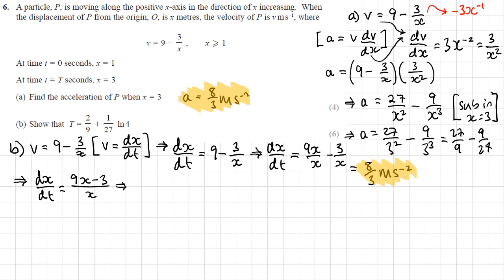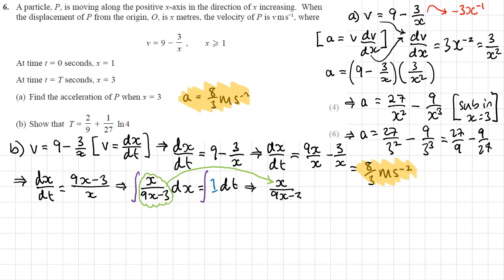Now I can separate out the variables now that I've got a single term, and that will give me x over 9x minus 3 dx is equal to dt. Now that dt is like 1 dt, and I can put an integration sign in front of both sides to integrate it. Now to integrate this is partial fractions here. Basically I want to write x over 9x minus 3. Since the numerator is of the same degree as the denominator, that's an improper fraction, so I want to write it in the form a plus b over 9x minus 3. So that's going to be my job now, to work out the values of a and b.